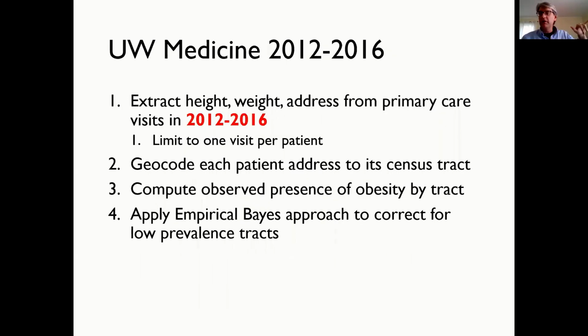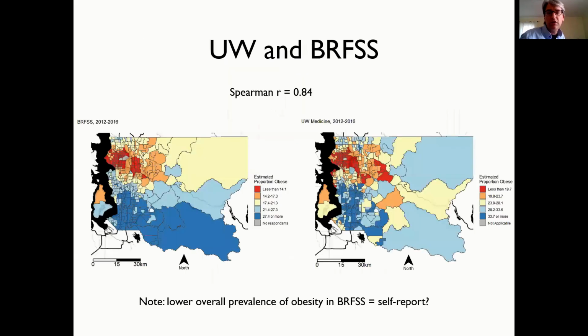Where the first comparison was health system data versus health system data, this is health system data versus survey data. We did the same process of extracting height, weight, and address, but this time limited to 2012 to 2016. What we found is a very strong, very similar pattern between the BRFSS estimates and the UW Medicine estimates. Interestingly, there was a generally lower prevalence of obesity in BRFSS, possibly because self-reported obesity prevalence is typically lower than obesity prevalence as computed when you actually weigh people and measure them.